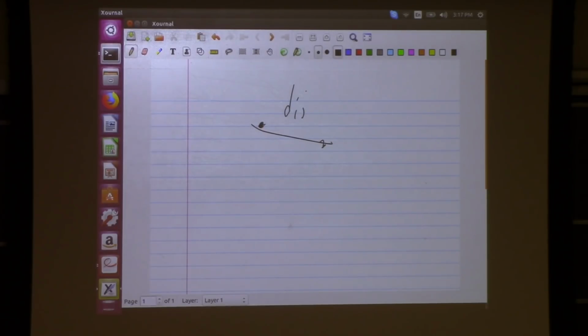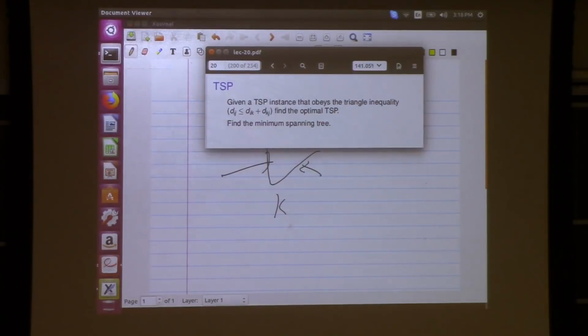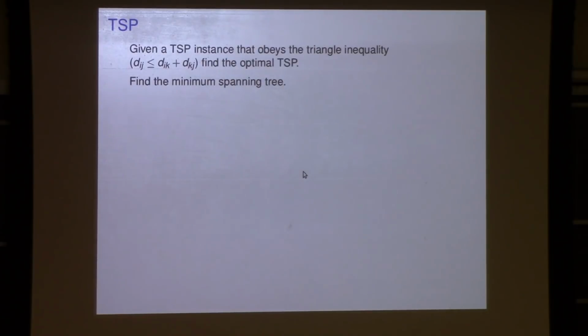Okay, this distance, let's see where it goes. Nice. Maybe a triangle. This is k. It says this distance here is less than this distance plus this distance. It's a triangle inequality. One side of the triangle is less than the sum of the other two sides, right? Okay. So next, I should have put that in the slide. I will next time.